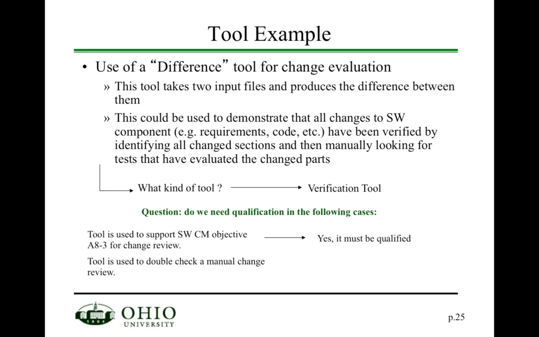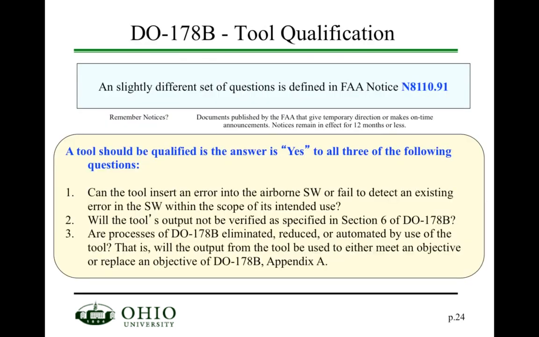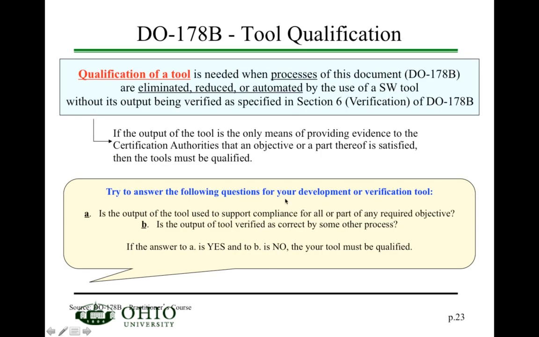On the other side, if you have a tool that's used to double check a manual change review, here the keyword is double check. The tool is not the only thing doing the change review. You have maybe some people doing the change review and then use the tool to double check it. In this case, it doesn't have to be qualified, because in that second case, the answer to question A would be no, and the answer to question B would be yes.